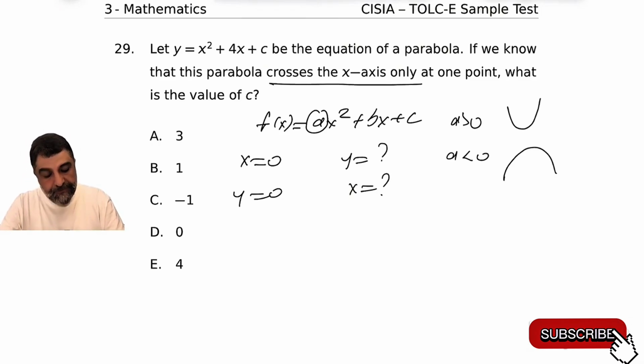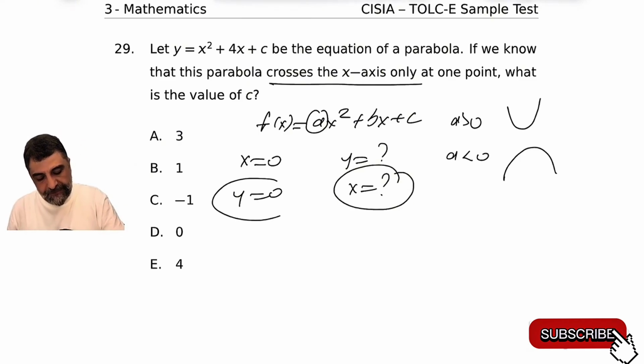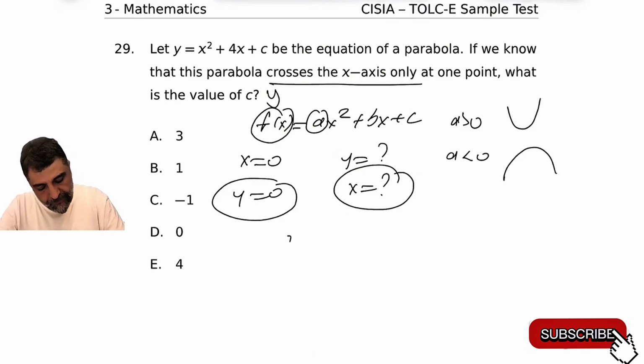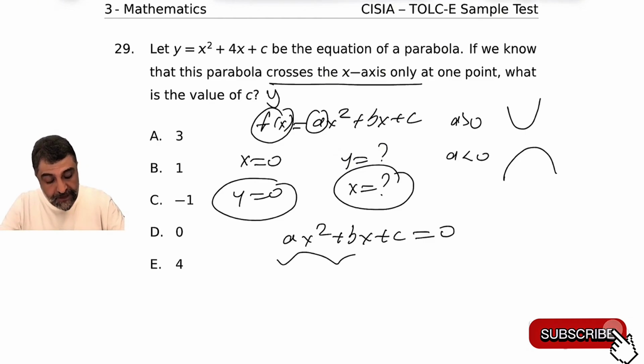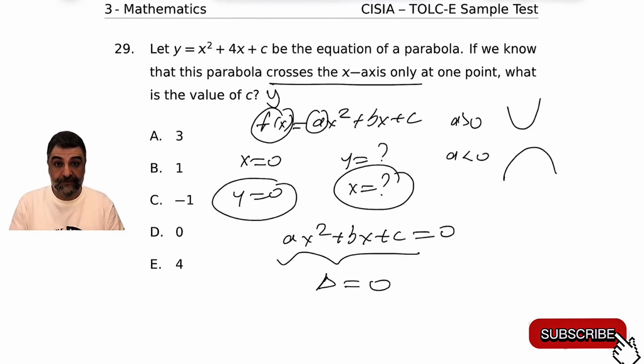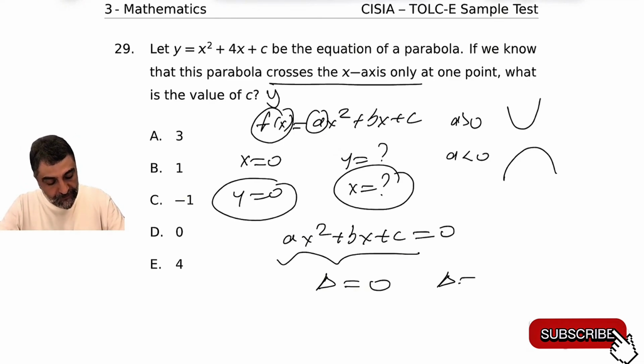Now, in this question, our parabola intersects the x-axis at a point. Now, what do we do to find the point where it intersects the x-axis? We set y to 0, since our f(x) is equal to y. Therefore, x squared plus 4x plus c is equal to 0. Since we know it intersects the x-axis at a point, this means the following. This parabola is tangent to the x-axis and has a single root. If a quadratic expression has a single root, friends, its delta is equal to 0. So what was our delta? Delta was b squared minus 4ac.